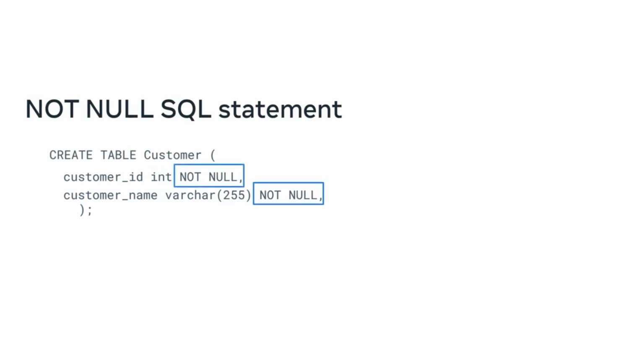Finally, I also declare a not null constraint for each column. This makes sure that neither column will accept null values. Now, any operation that attempts to place a null value in these columns will fail, like inserting or updating data.